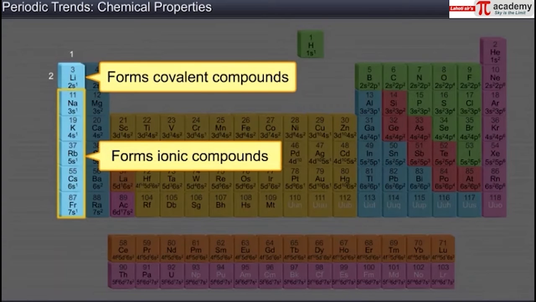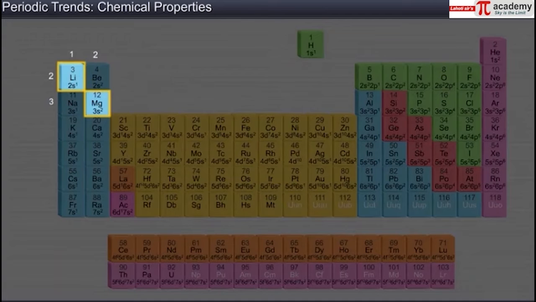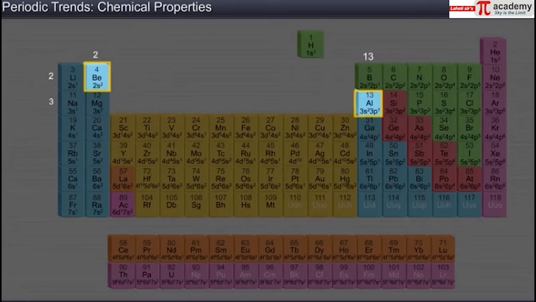This anomalous behavior of second period elements is because of three main reasons. 1. Small size. 2. Large charge to radius ratio. And 3. High electronegativity of elements.